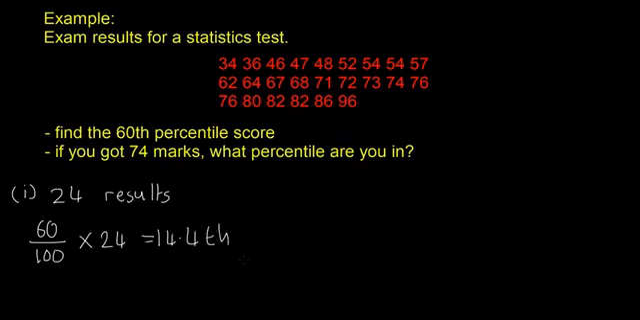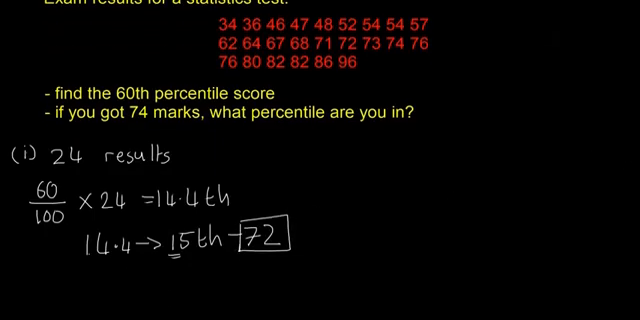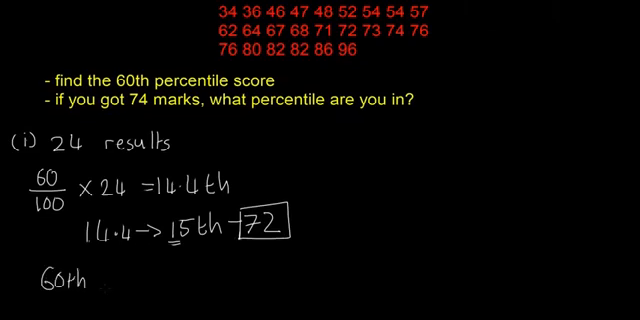But in percentiles we always round up. It's a weird thing to do, because normally we'd get the average, say, but in percentiles we always round up. So 14.4 goes up to 15. So then we're looking for the 15th number. Okay, so then you just count through them, 1, 2, 3, 4, 5 all the way up to 15, and we find that 72 is the 15th number. So that means the 60th percentile is equal to 72.